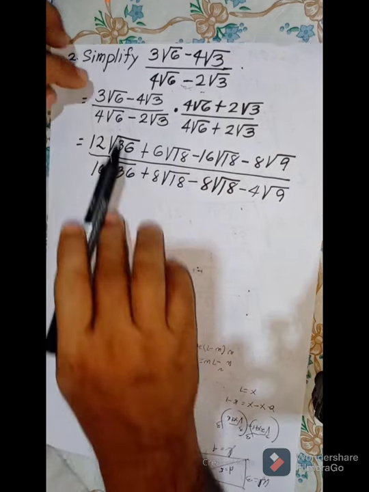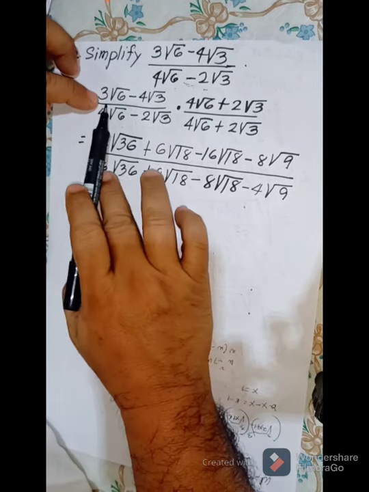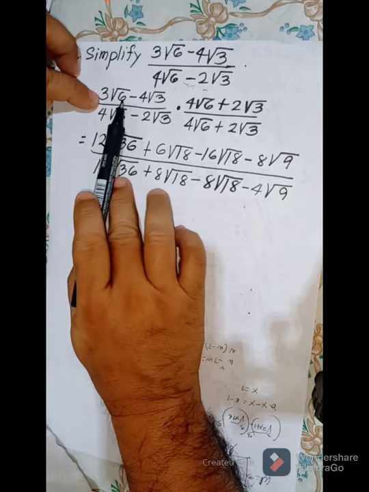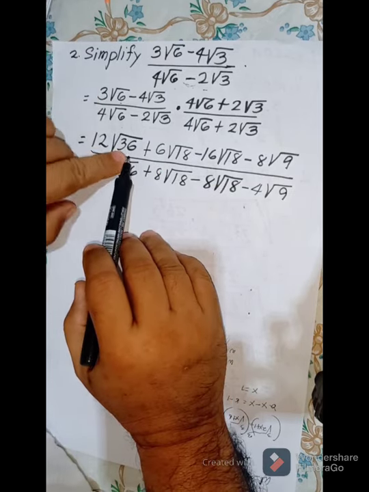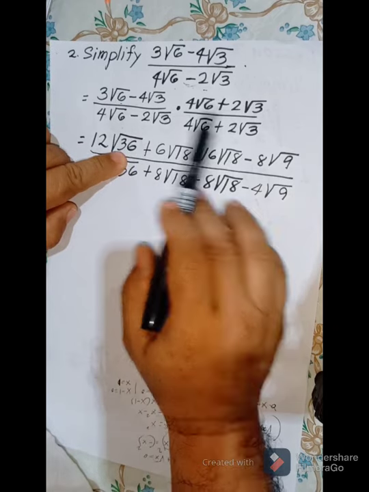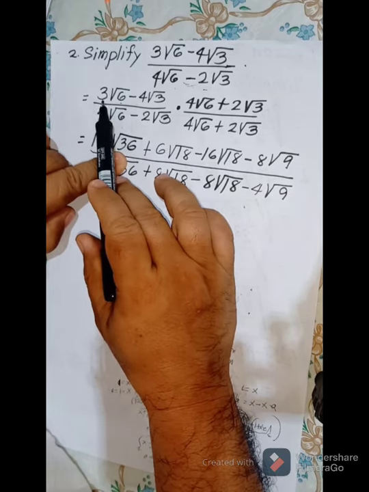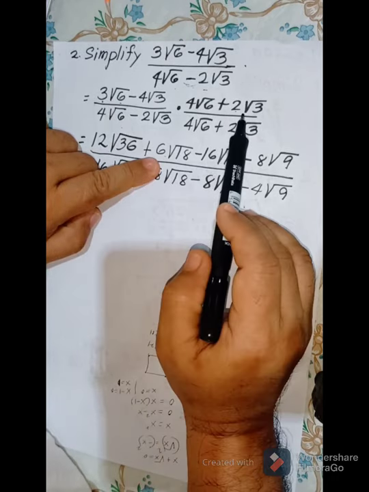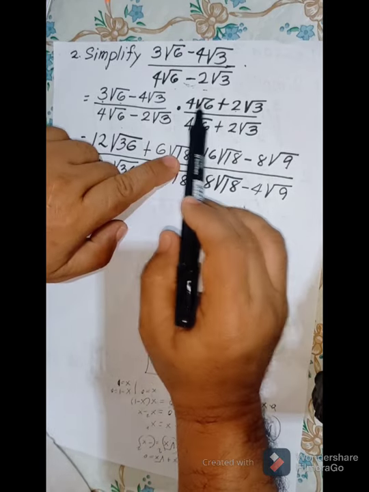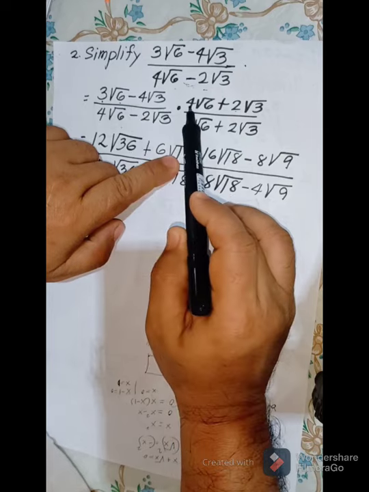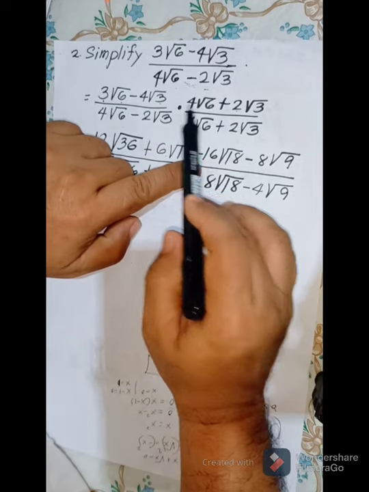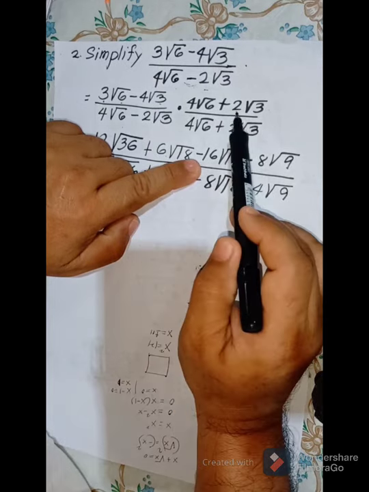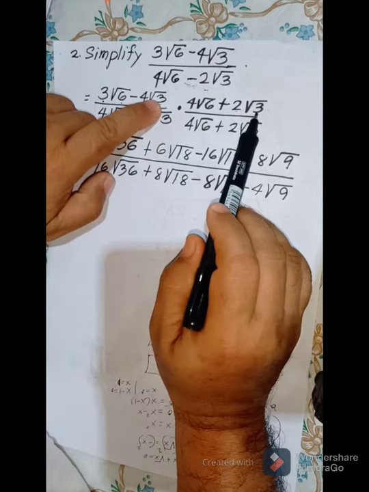Repeat. First term times first term, we have 12 square root of 36 here. Outer times outer term, we have positive 6 square root of 18. Inner times inner, we have negative 16 square root of 18. Last times last, negative 8, then square root of 9.